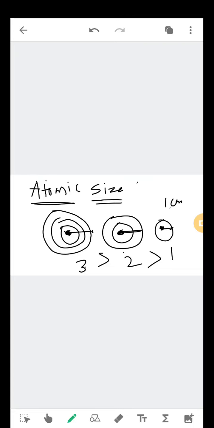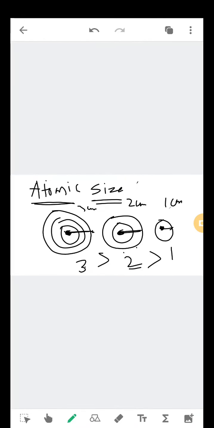As shells get added, there will be more addition of shells which will be taking place. The atomic size will be keeping on increasing. Okay, suppose there is one more shell which is added. Say suppose this second shell is added, the atomic size will increase. Say suppose a third shell is added, the atomic size will increase. Why? Because the distance is increasing.